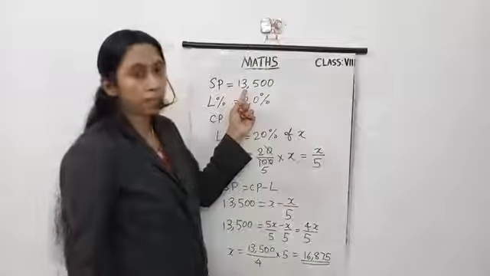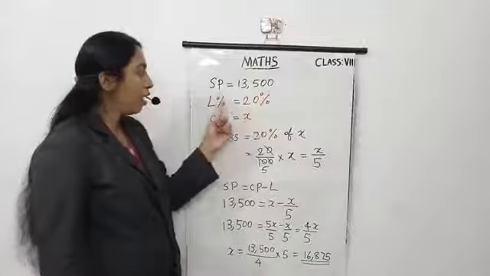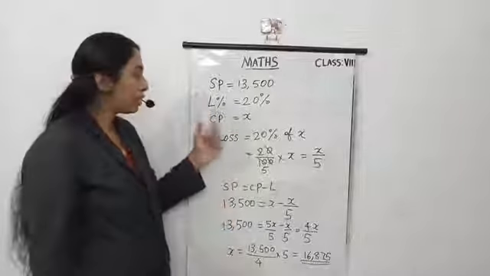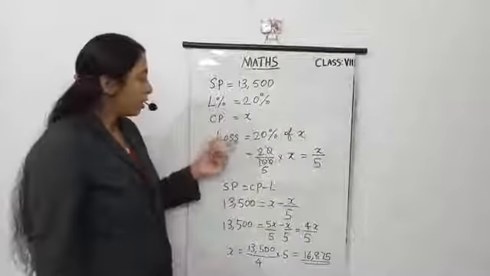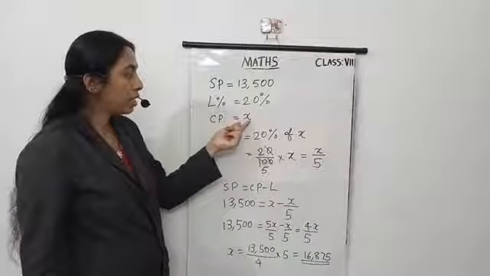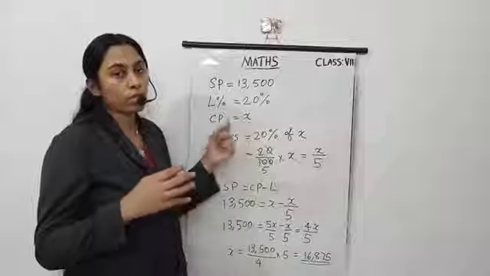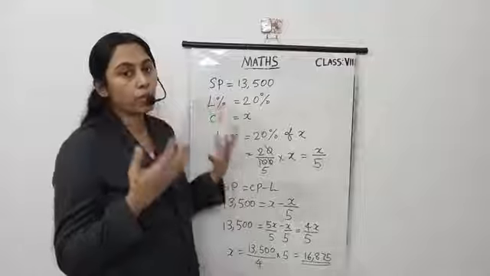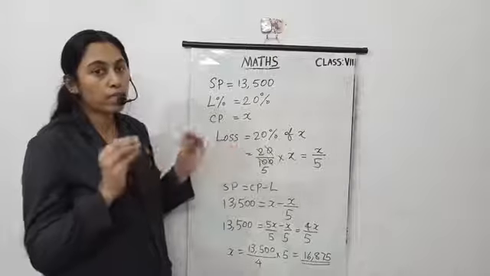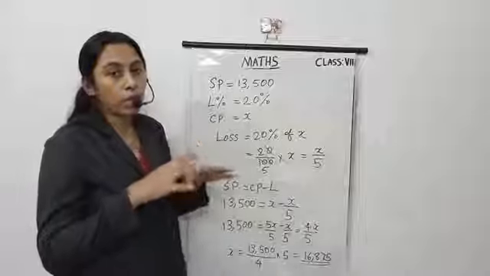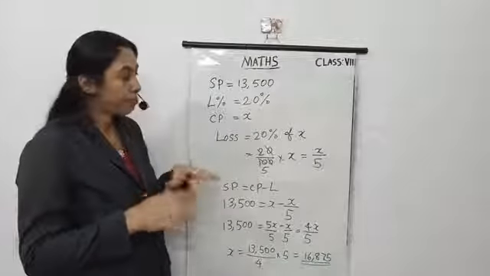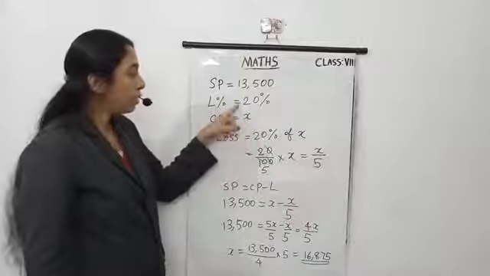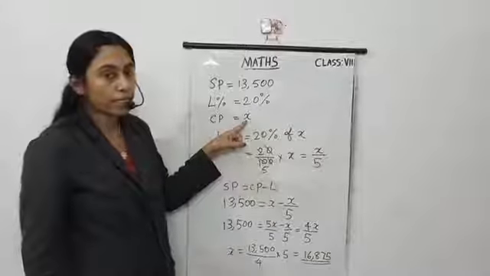So first, selling price 13,500, loss percentage 20%, cost price we need to find, and here we take it as X. Then loss equals 20% of this cost price. So first find the loss amount. Loss amount and profit amount, or decrease amount and increase amount, all these percentages we calculate on the base of the original price or cost price. So here also CP, cost price, we take as X, and loss is 20% of this X.